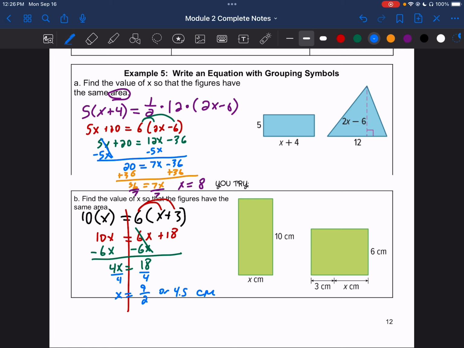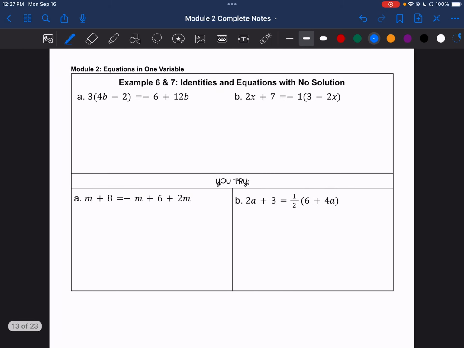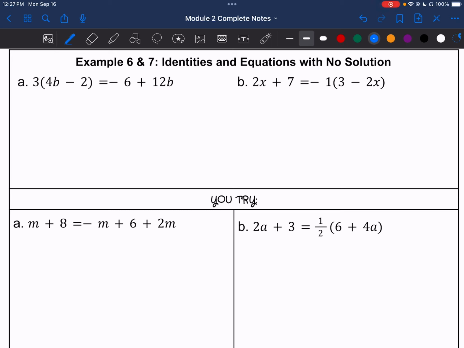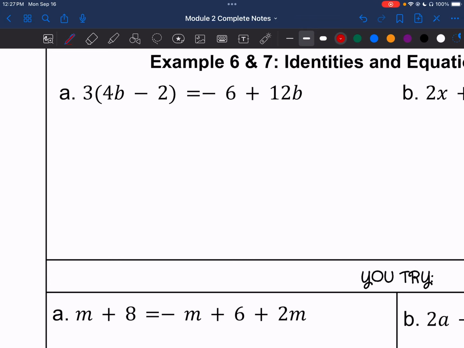All right, we're now going to go to our final page, and this is going to be the callback to our vocabulary words from the beginning of this lesson. So as we look at it, we need to start off by doing distributive property. So 3 times 4b is 12b. 3 times negative 2 is minus 6, is equal to negative 6 plus 12b.